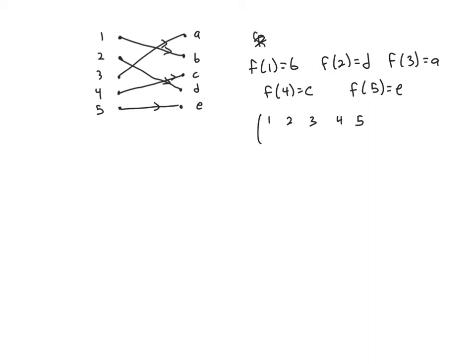Then that will be the first row in this table. Then the second row would be the outputs of the function. So the first entry would be f of 1, which is b. The second entry is f of 2, which is d. Then we write down f of 3, which is a. Then f of 4, which is c. And finally f of 5, which is e. So you get b, d, a, c, e.